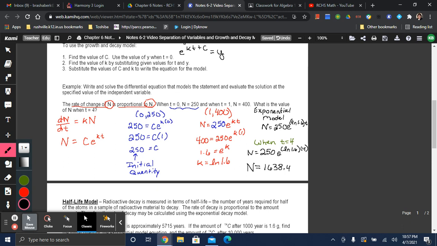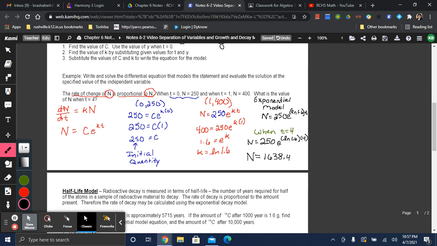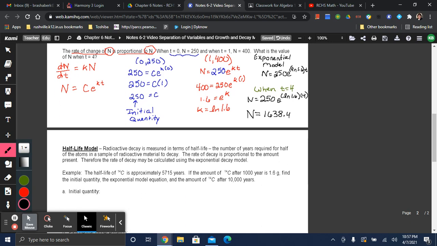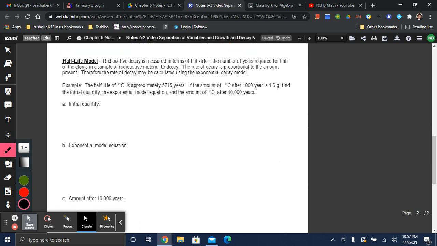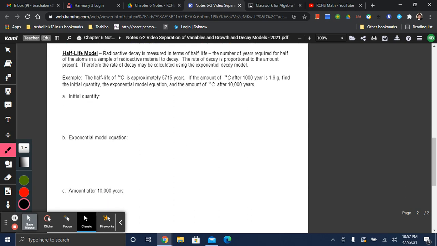1638.4. So you notice that you've got several things to go through in order to find all of your variables in your model. If you'll turn your paper over, I've got one more example that I'm going to go through with you. This is a half-life model. Often we use that exponential growth or decay with half-life.